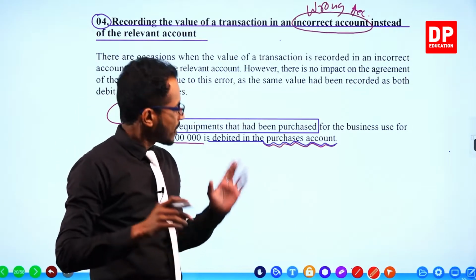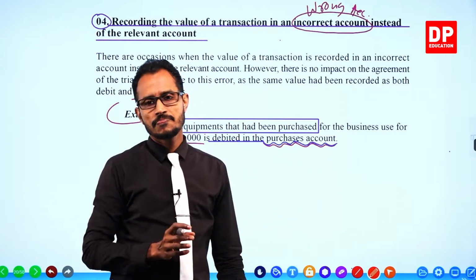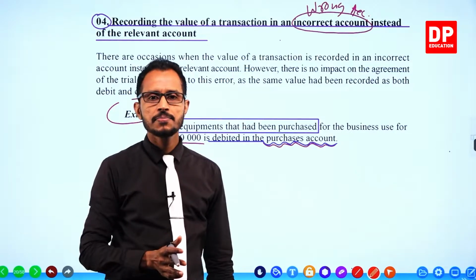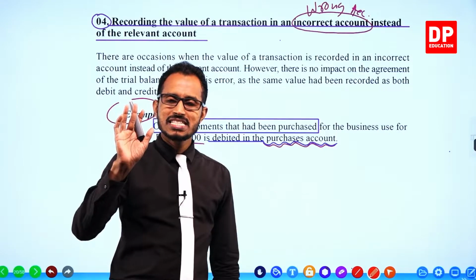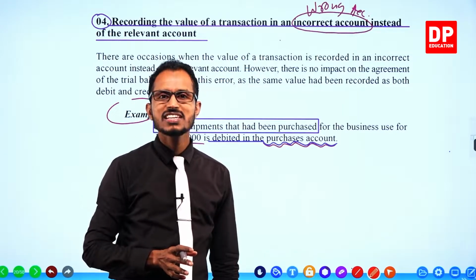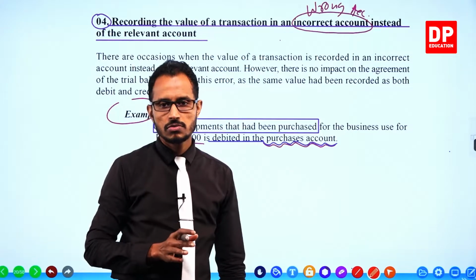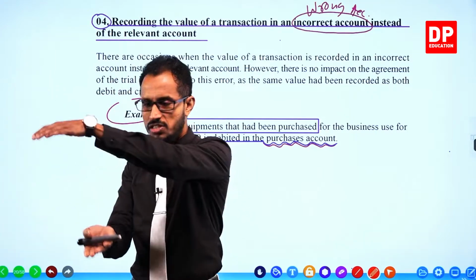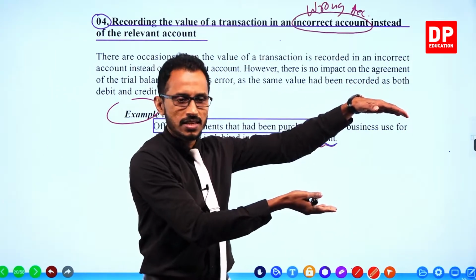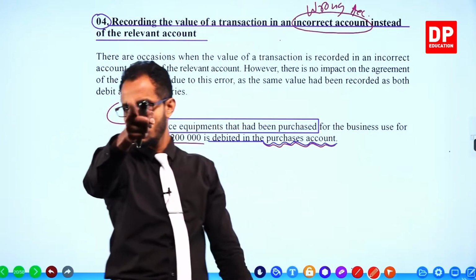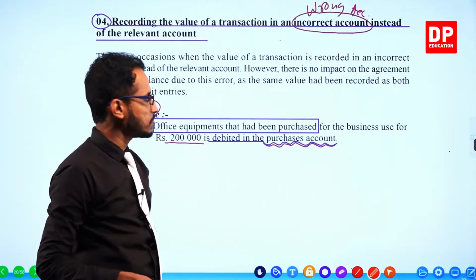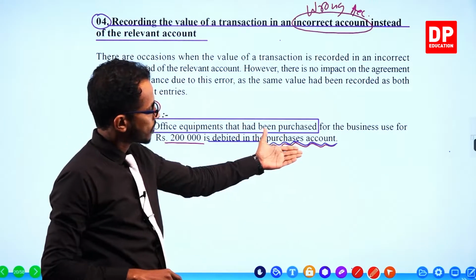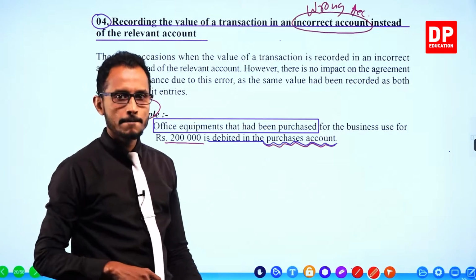I have told you that purchases account is for purchasing of trading goods only. If you purchase trading goods, which means the goods that you purchase for the shop or for the business in order to resell, you should keep that in mind. So this is a wrong entry, an error.